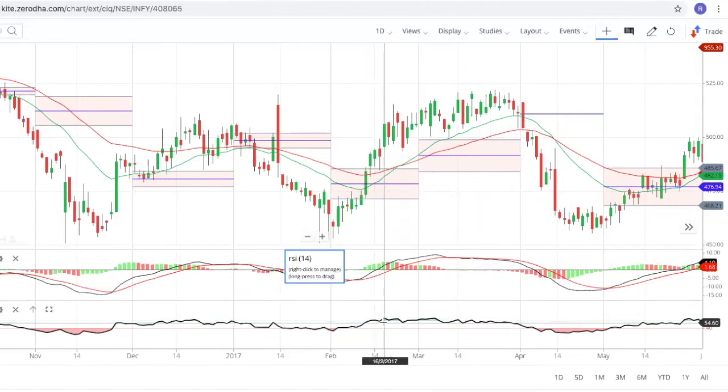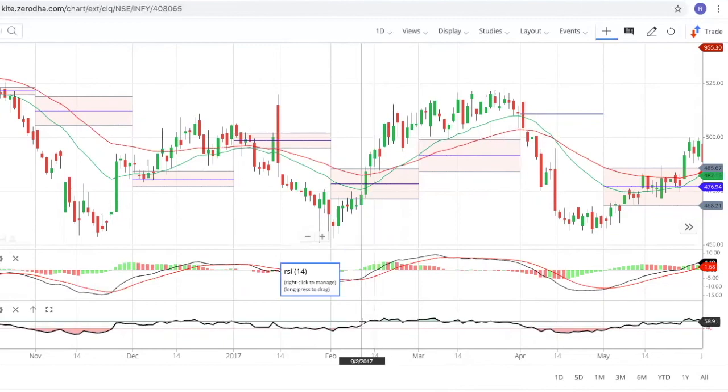The third condition, we will enter into a trend when it is a bullish zone, normally when the RSI is 60 and above. In the RSI, you can see on the right hand side, when it is 60, only then will we enter into a trade.